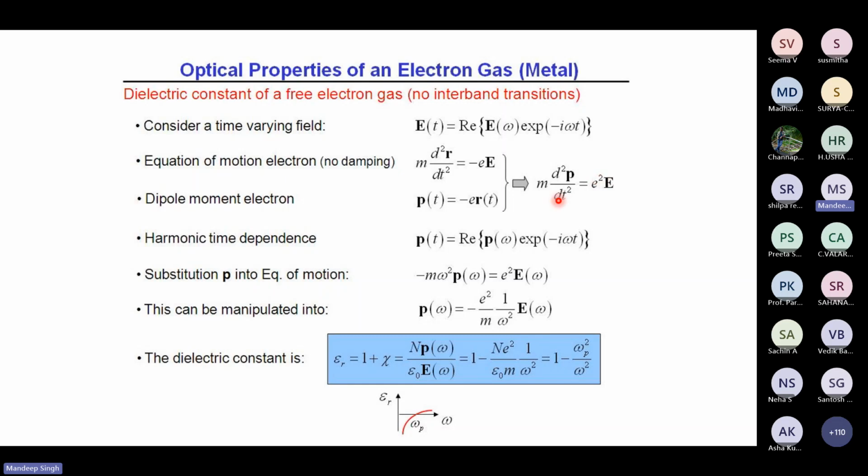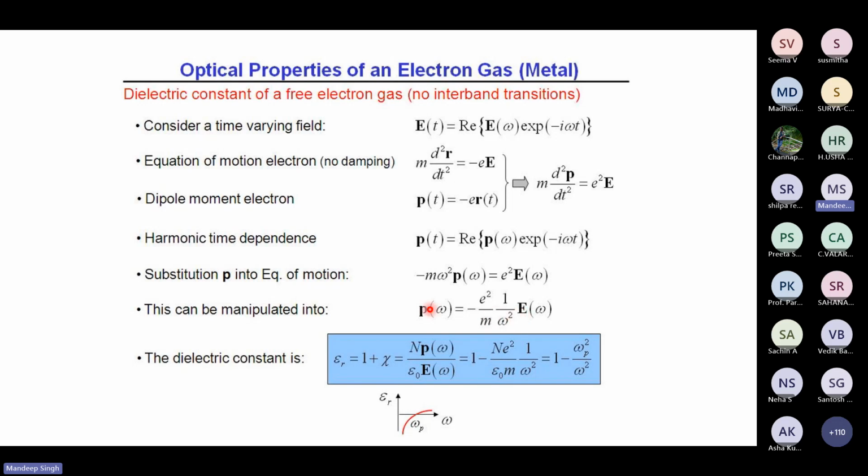Okay, so here your dipole moment is also a time varying quantity, and so is your electric field. Next, it is a second order derivative, and we have to solve it to get the final equation of the dipole. In terms of angular frequency, we will get the equation that the dipole moment is equal to minus e square by m, 1 by omega square, into electric field E.